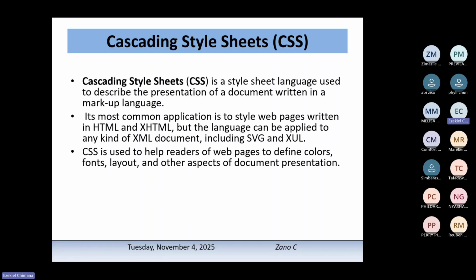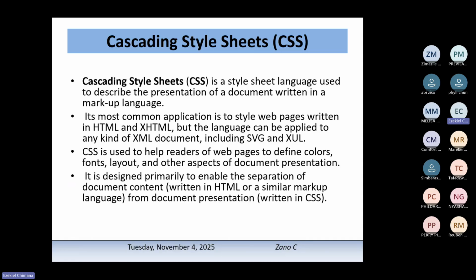Its most common application is to style web pages written in HTML and XHTML, but the language can be applied to any kind of XML document. You can use CSS on any XML document. So CSS is used to help readers of web pages to define colors, fonts, layout, and other aspects of document presentation. And it is designed primarily to enable the separation of document content, that is the HTML there, and the document presentation.